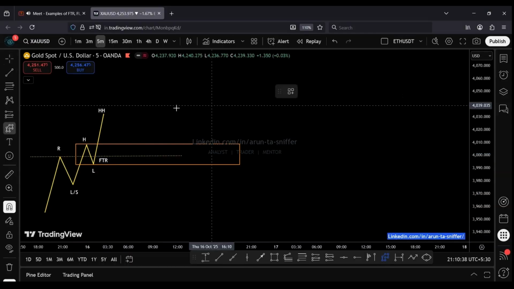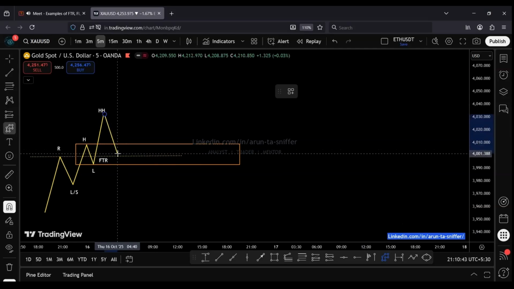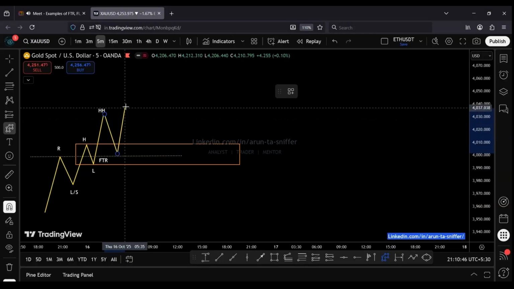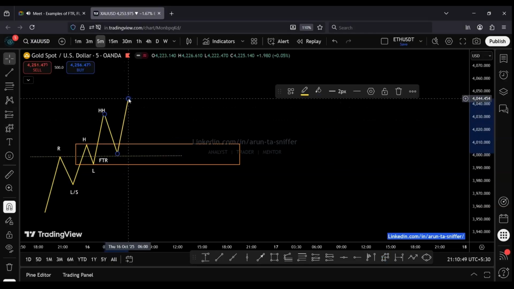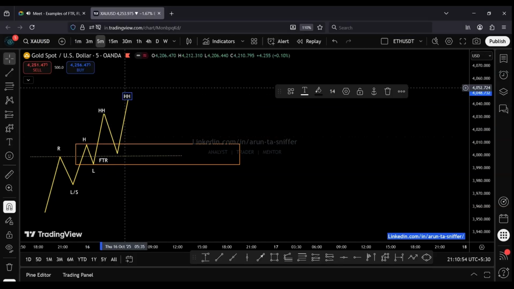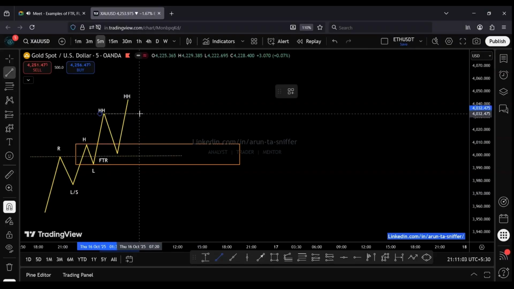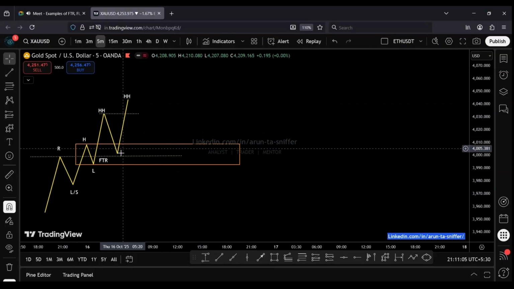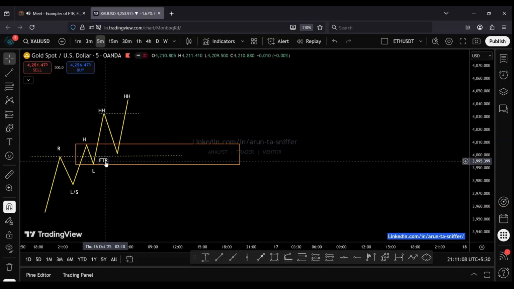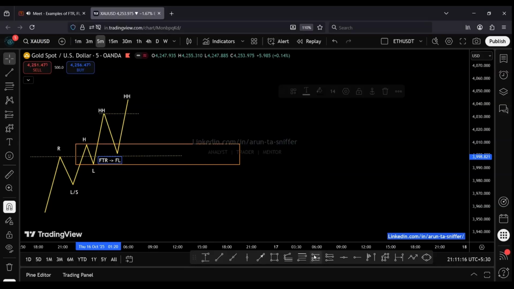In future, when price comes back in this orange zone, it bounces from here and makes another higher high. Now this FTR converts into FL when price crosses this higher high. At this point, this FTR converts to FL. So now this FTR becomes FL. FL means flag limit.